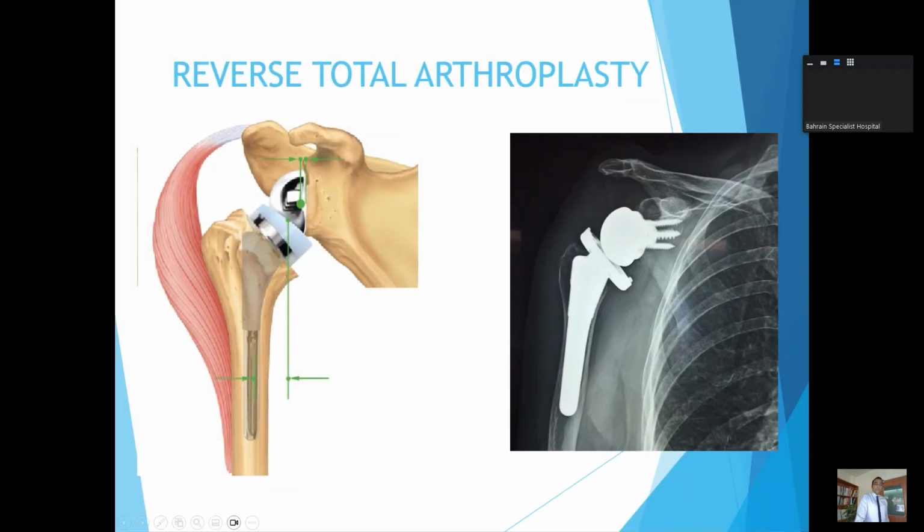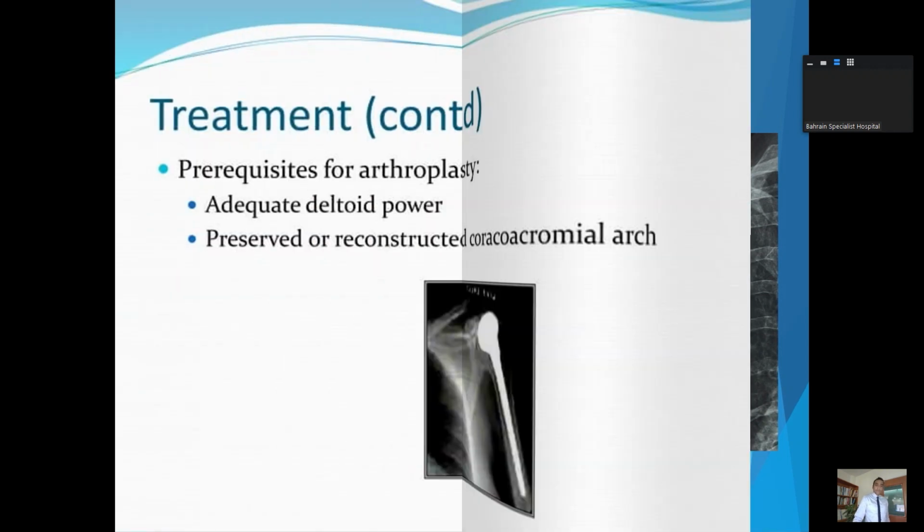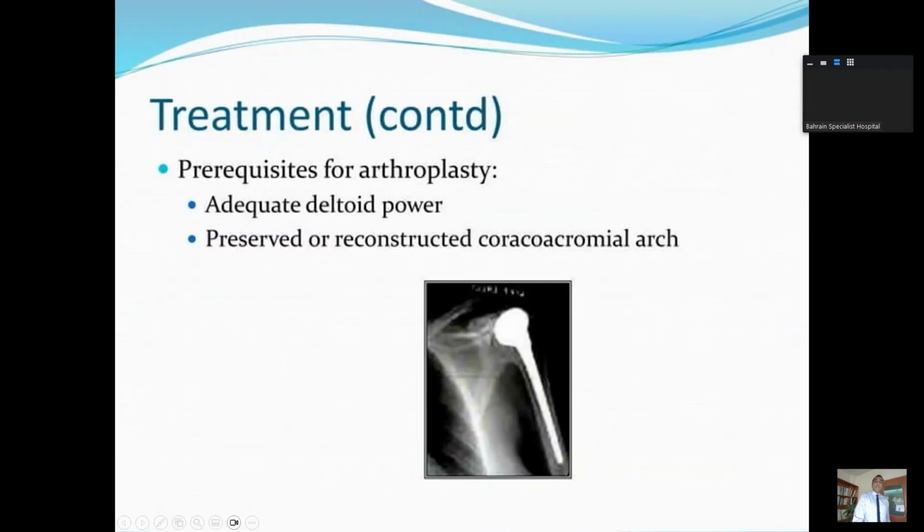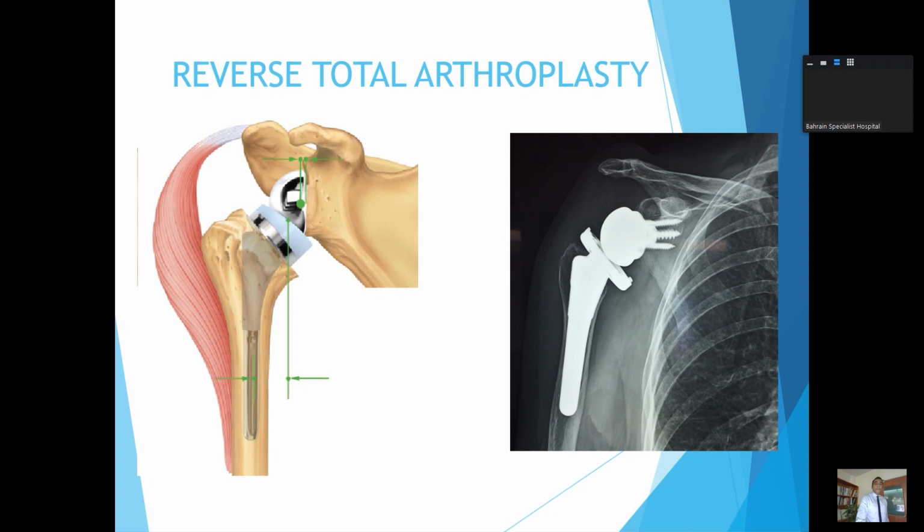There are certain prerequisites for shoulder arthroplasty. The most important is the adequate power of the deltoid. So the deltoid should have good power for the arthroplasty to be successful.